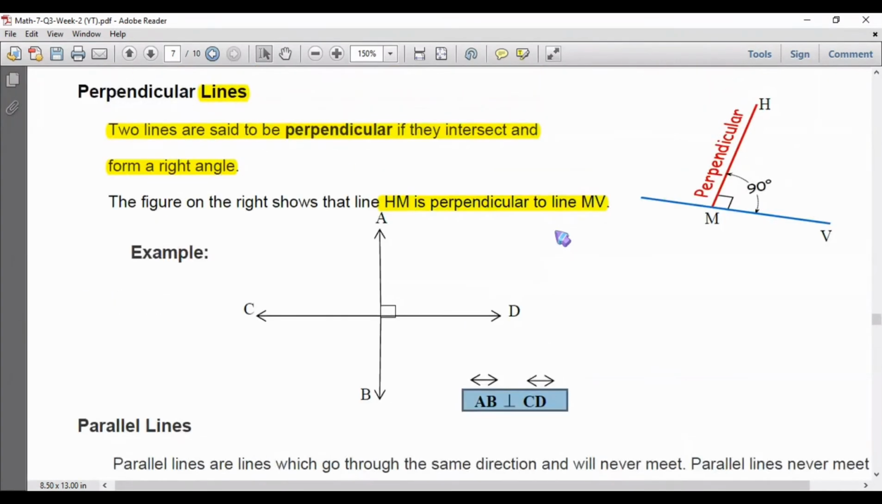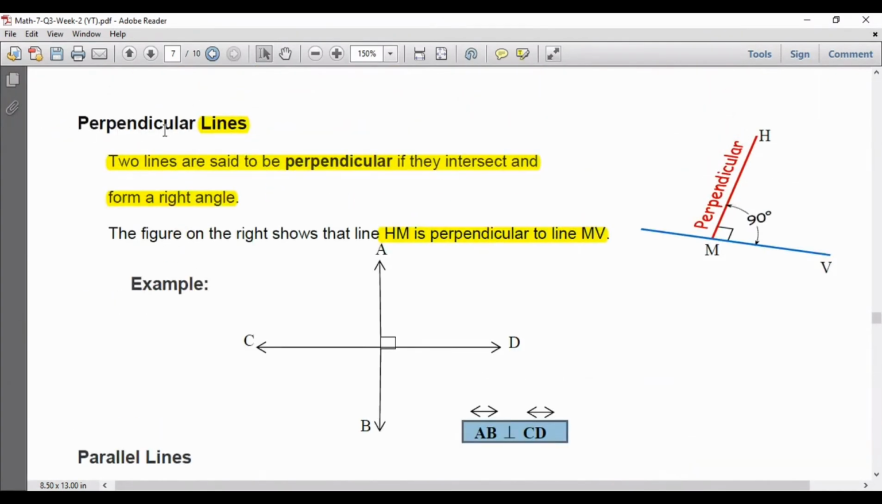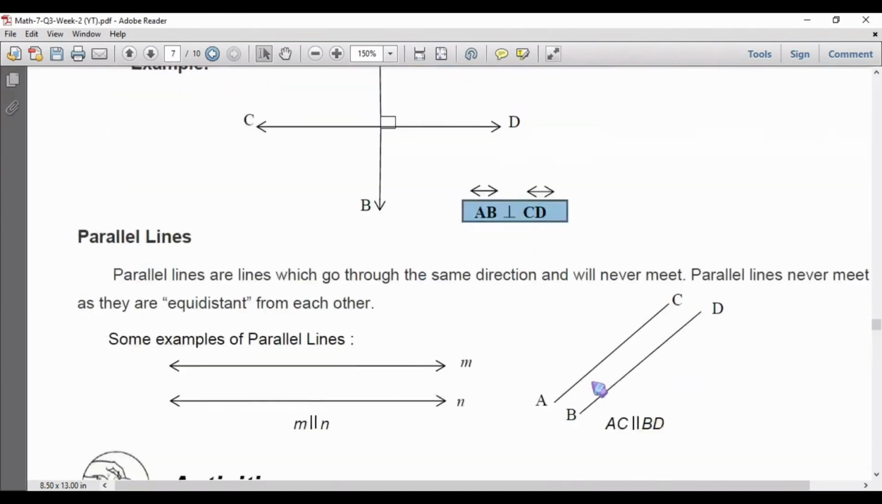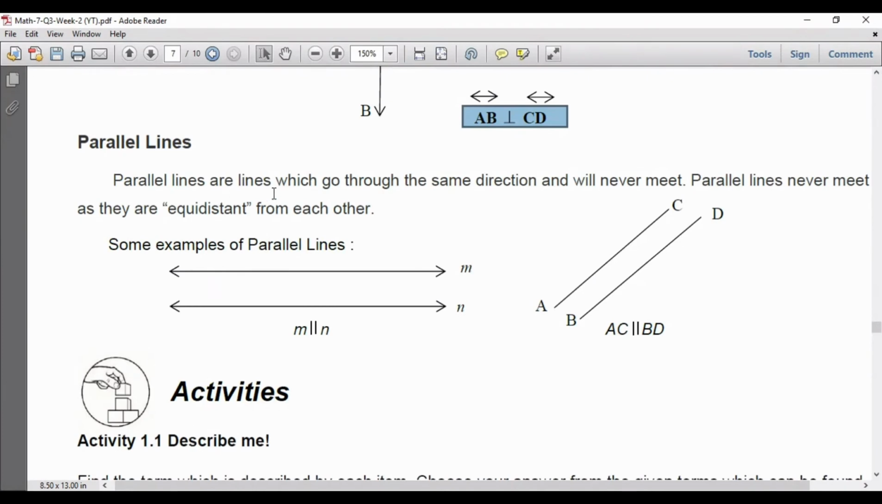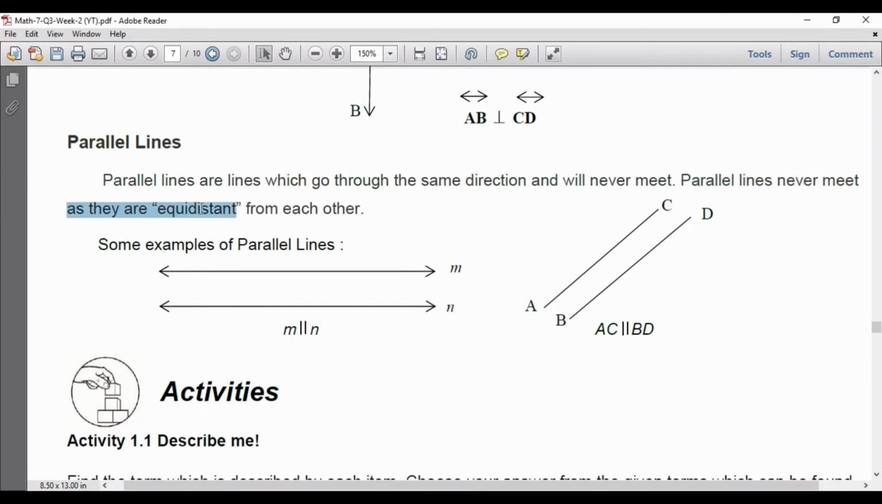Okay, so let's ulitin natin. Pag perpendicular lines, they form a right angle, then yung dalawang line na yun ay perpendicular. Okay, how about the parallel lines? Parallel lines are lines which go through the same direction and will never meet. Parallel lines never meet, as they are equidistant from each other.